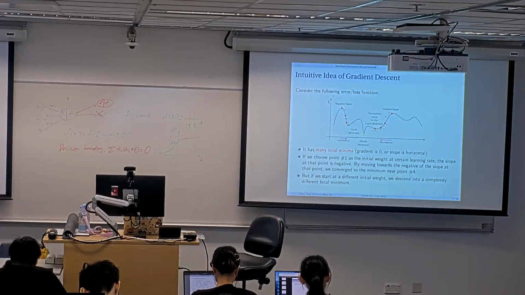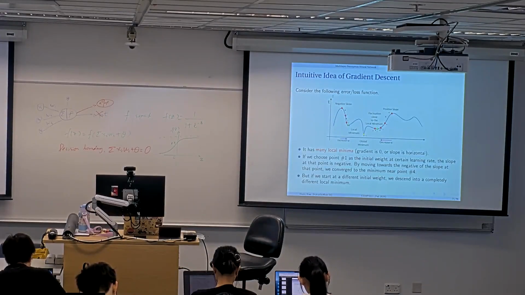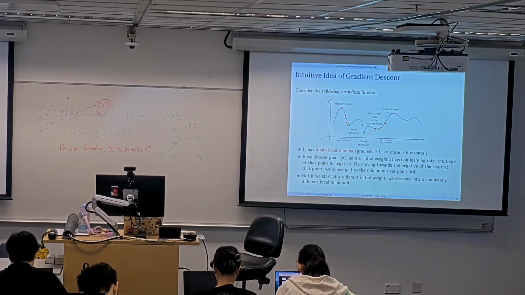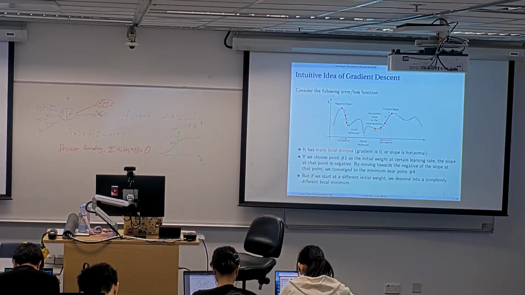After reaching the local minimum, the gradient becomes 0, and after the gradient becomes 0, it stops updating. But if we start at different initial weights, we possibly will go into a completely different local minimum. Suppose we start from point 10 here. Then the next step is possibly we will go to point 9, then point 8, and then point 7. So we will end up with a very different local minimum.